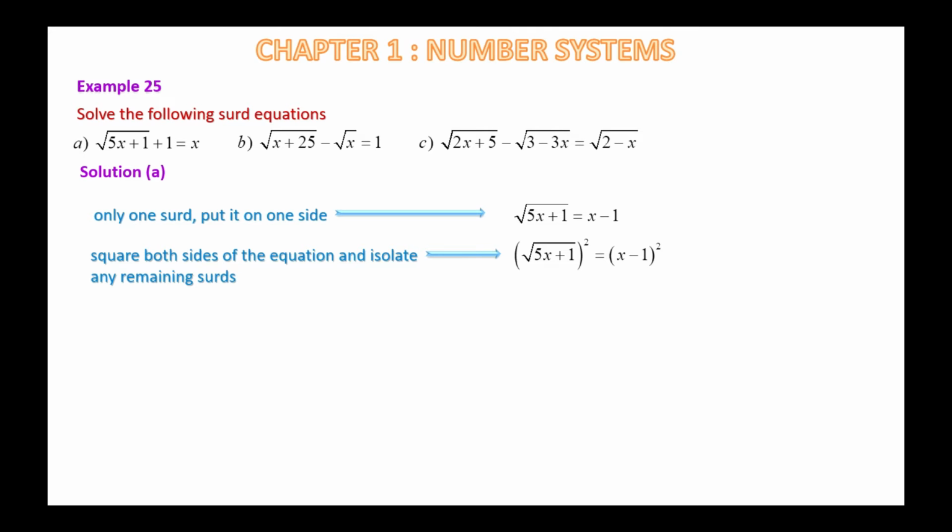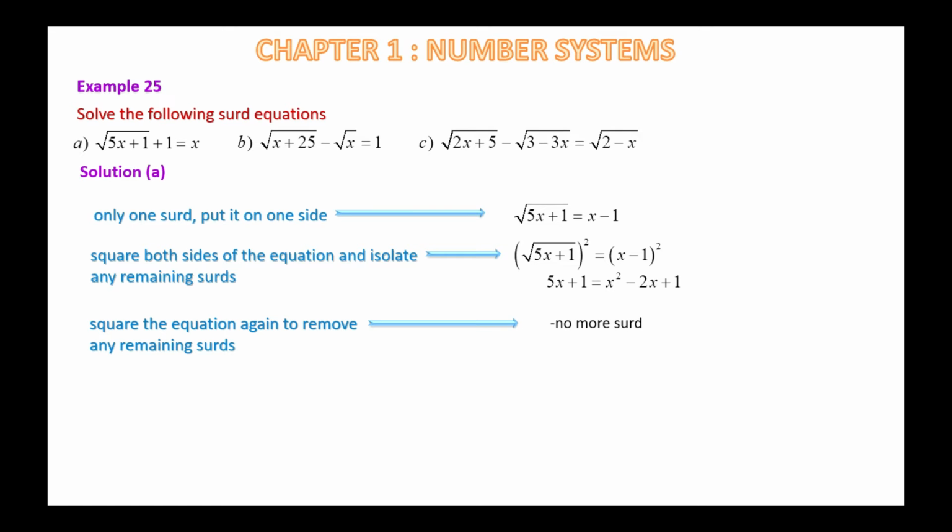We get 5x plus 1 equals x square minus 2x plus 1. Square the equation again to remove any remaining surds. There is no surd. Solve the resulting equation. Form quadratic equation or linear equation. Factorize, and solve. So we have x equals 0 and x equals 7.